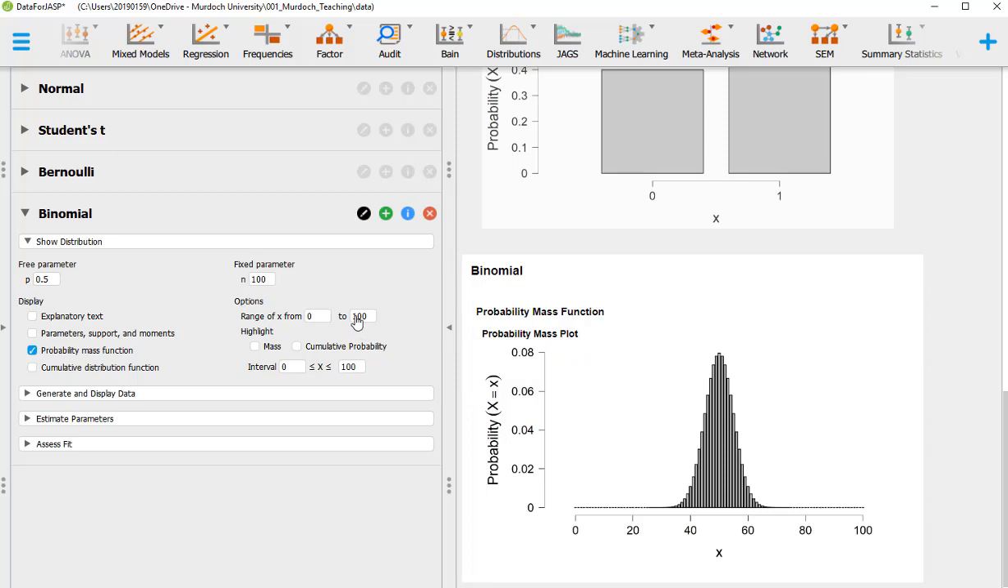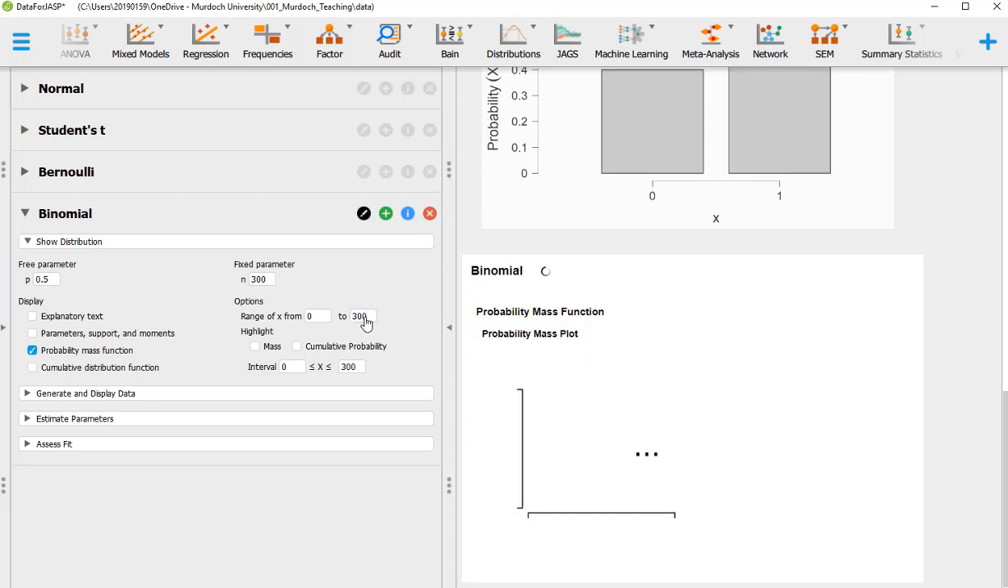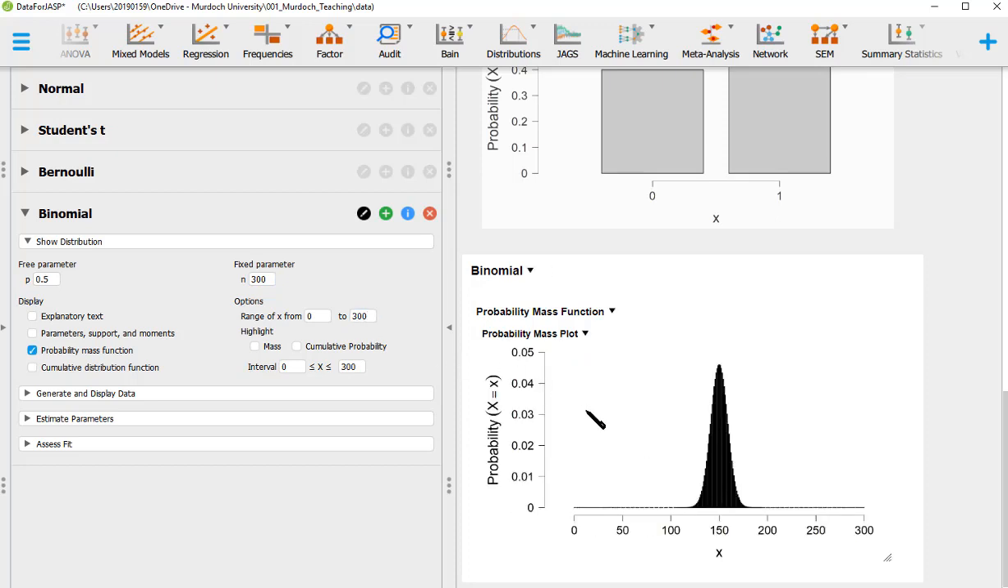Let's see how many values JASP allows us to add to this. So let's put n 300 and the range to 300 as well. And you can see that we still have some steps there, but it becomes more and more similar to a normal distribution.